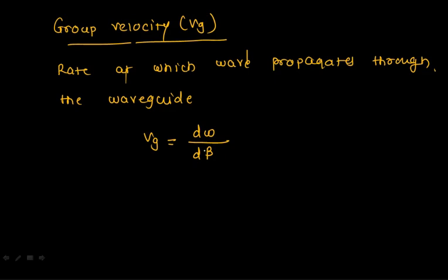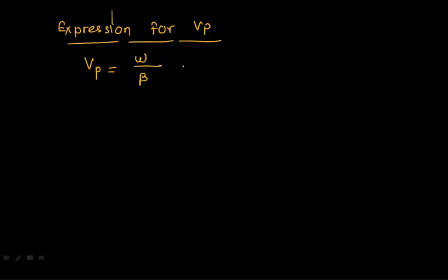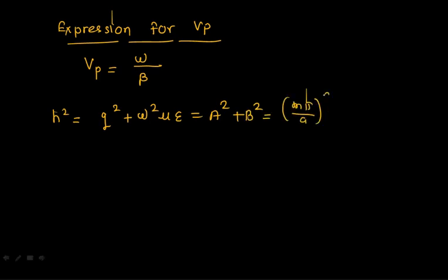So now how am I going to write down the expression for phase velocity? So here the expression for phase velocity, that is Vp. If I'm interested in the expression for the phase velocity, we know that phase velocity is equal to omega by beta. Okay? And we know that h square is equal to gamma square plus omega square mu epsilon, which is nothing but (m pi by a) square plus (n pi by b) square. Now here gamma is nothing but alpha plus j beta.